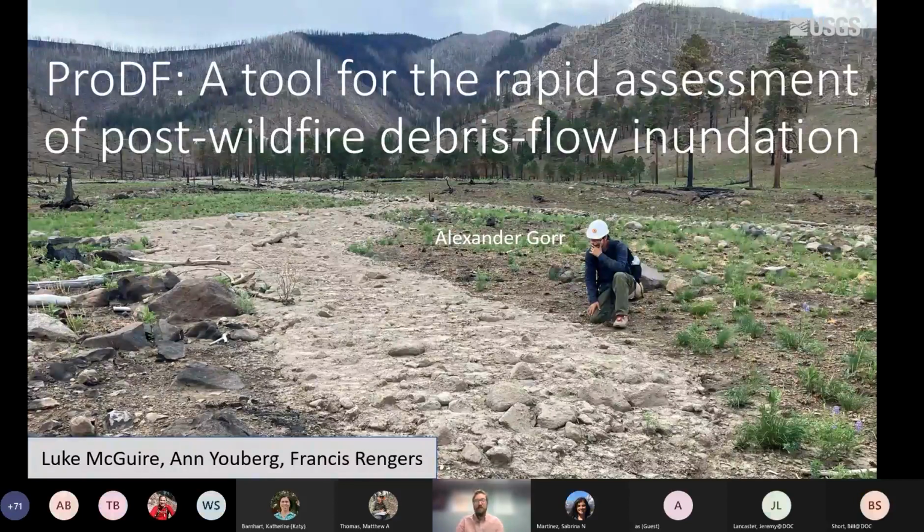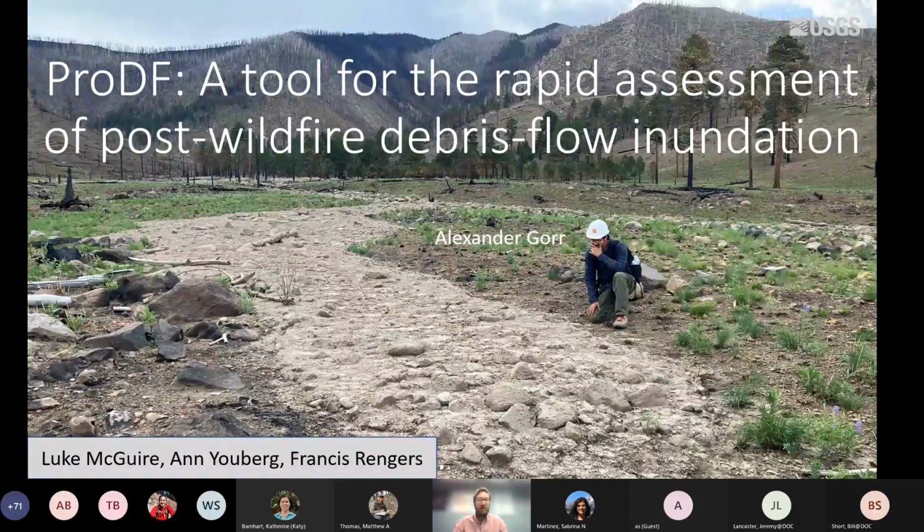Yeah, thank you, Katie. As she said, I am Alex Gore. I'm a PhD candidate at the University of Arizona, studying post-wildfire debris flows with my advisor, Luke McGuire. And today I'd like to talk to you about a reduced complexity debris flow runout model that we've developed called ProDF with our colleagues Ann Uberg at the Arizona Geological Survey and Francis Rengers at the US Geological Survey.